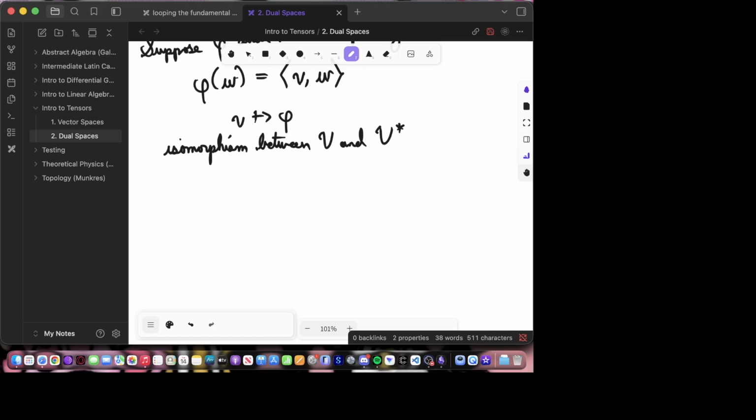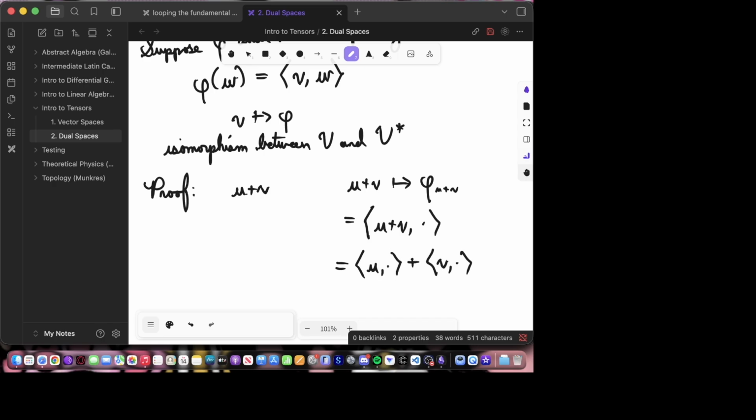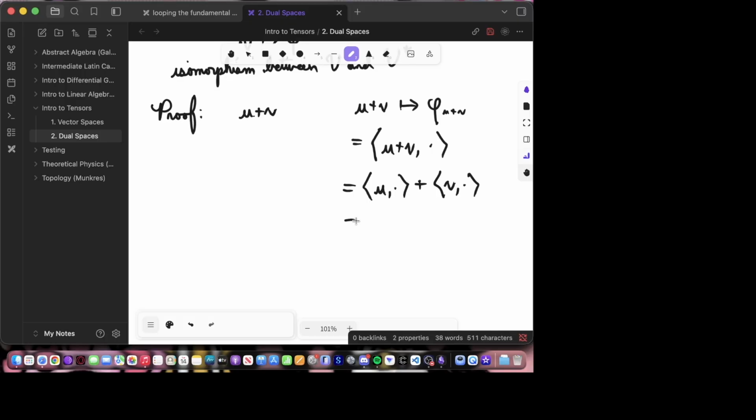So we need to prove that the map is linear first. So let's do that. If we have a vector u plus v, then u plus v maps to phi of u plus v, which is equal to the inner product of u plus v with some vector, which by the property of linearity of the inner product is equal to this, and is therefore equal to phi u plus phi v.